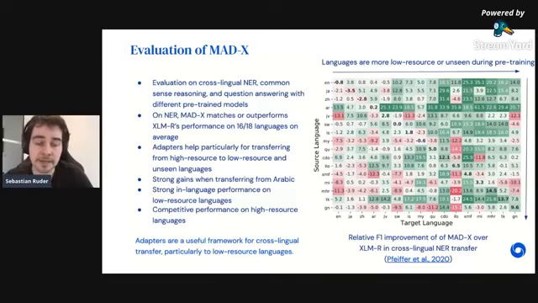So overall, based on these findings and just this plug-and-play nature of these adapter modules, I think it's quite a useful framework for general cross-lingual transfer, and could be particularly useful for transferring these pre-trained multilingual models to low-resource languages or ones which are not actually included in the pre-training data.